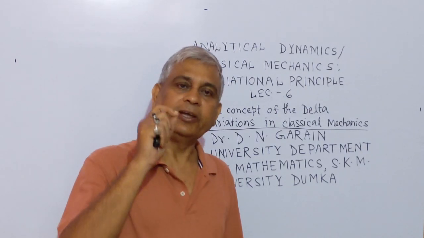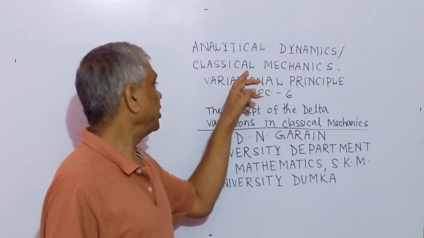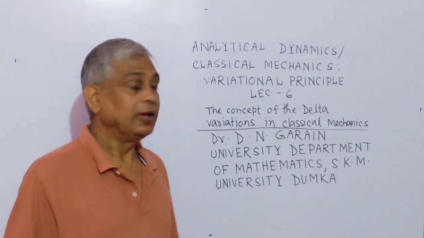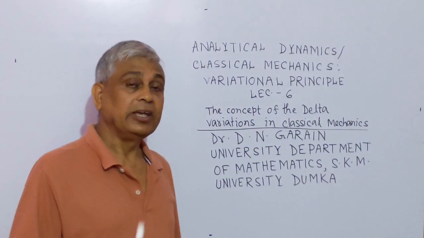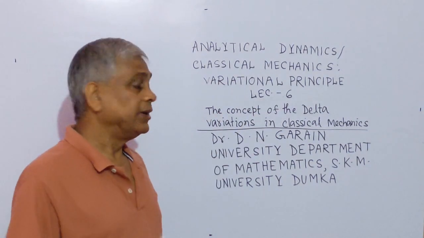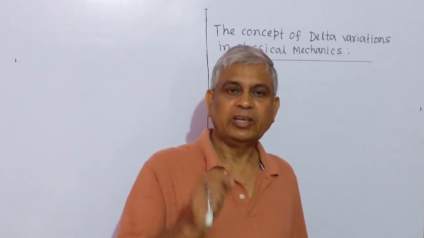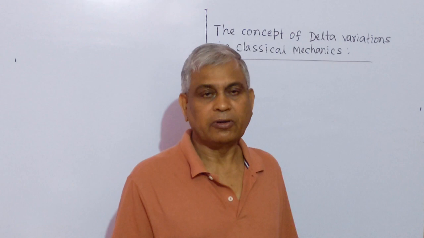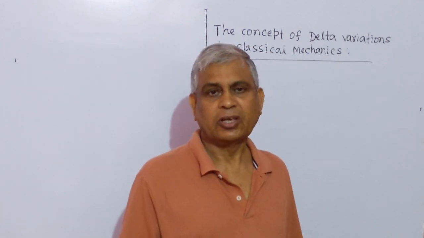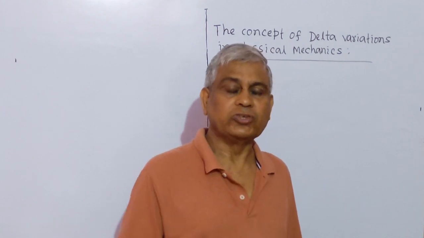Today I will deliver a lecture on analytical dynamics or classical mechanics, chapter variational principle, lecture number 6, in which I will give the concept of delta variations in classical mechanics. In the chapter of variational principle of classical mechanics or analytical dynamics, generally two types of delta variations are used.